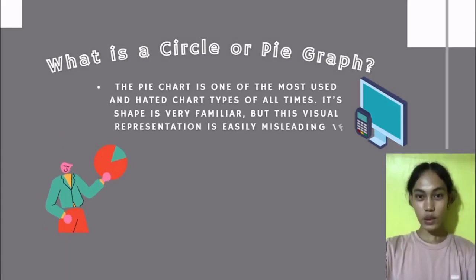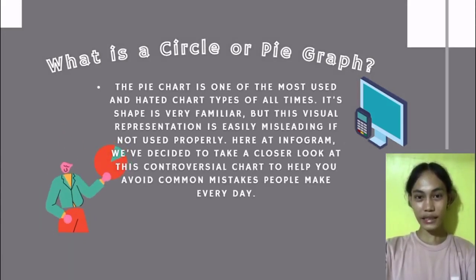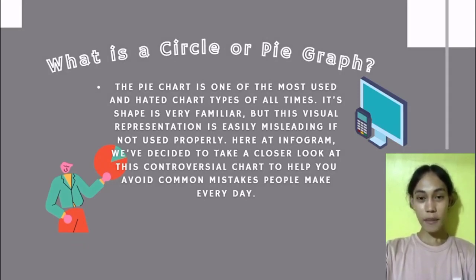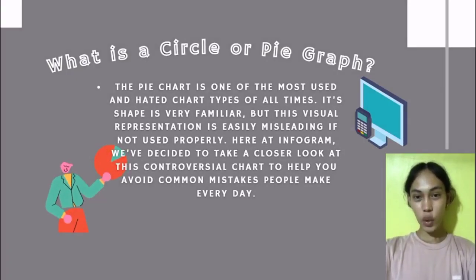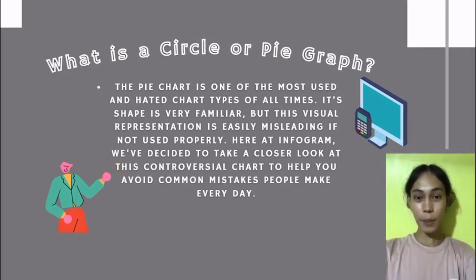The pie chart is one of the most used and hated chart types of all time. Its shape is very familiar, but this visual representation is easily misleading if not used properly. Here at Infogram, we've decided to take a closer look at this controversial chart to help you avoid common mistakes people make every day.